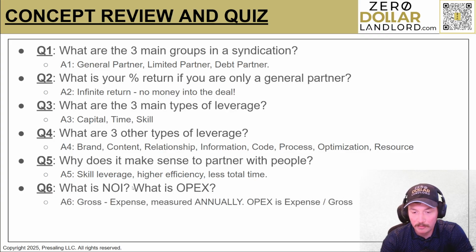Yep, but the actual formula for it, which is on me for not saying, is gross minus expense, and that's measured annually. OPEX is expense divided by gross.